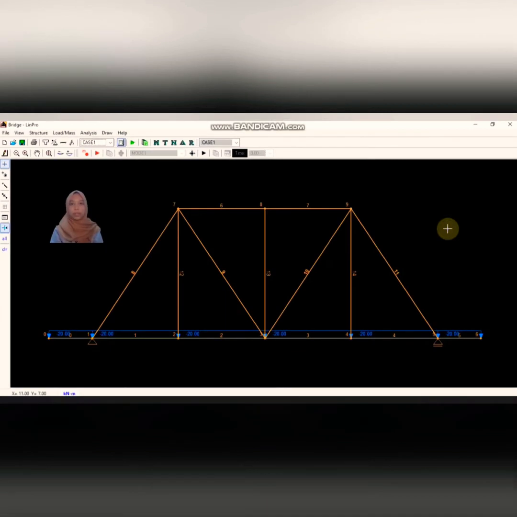For the next pipe bridge model, we're using Limpro software for the support. We use pinned and vertical supports at 2 meters from the front and the back length of the bridge. And we also apply a distributed load of 20 kN per meter for the overall length of the bridge, which is length 10 meters.